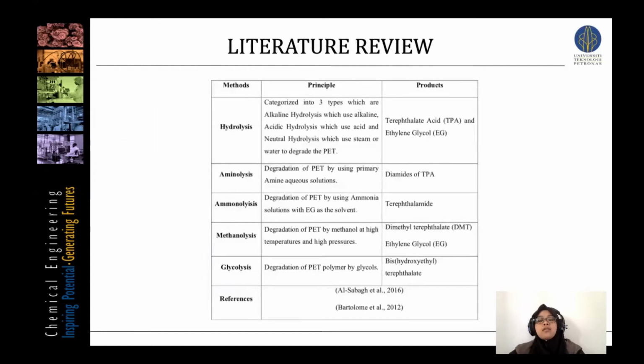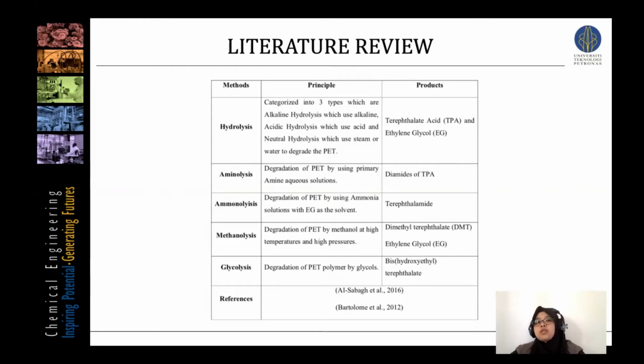As for the literature review, we have found several methods which are hydrolysis, aminolysis, ammonolysis, methanolysis, and glycolysis. As you can see, there are 2 references that we are using, and based on all of the methods and taking into consideration the product itself, we have chosen hydrolysis as our method, where hydrolysis can be categorized into 3 types. Therefore, we have chosen alkaline hydrolysis compared to the acidic and neutral hydrolysis.